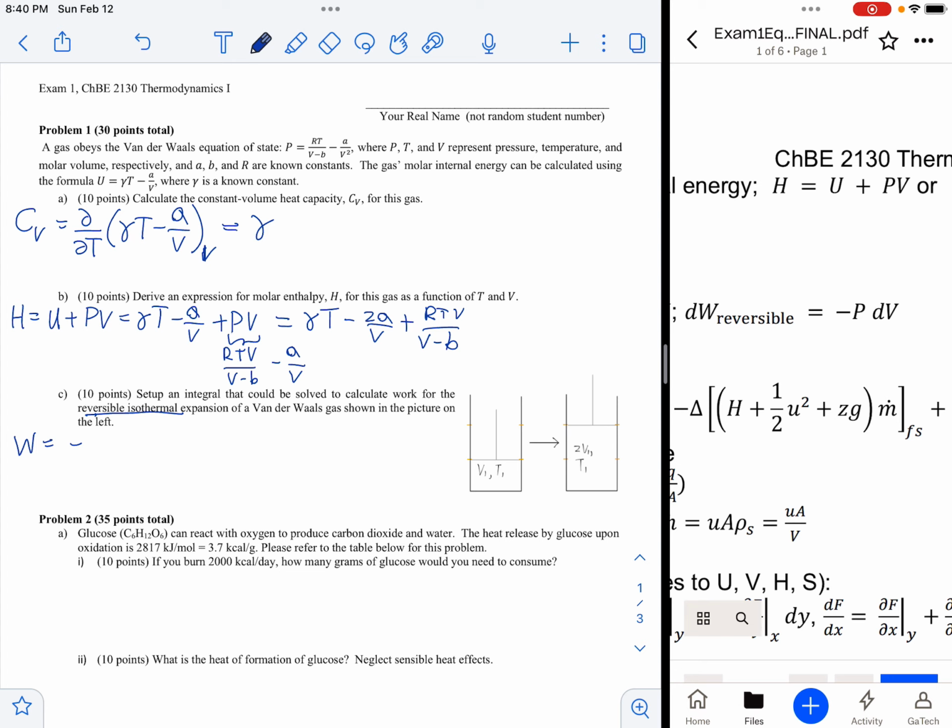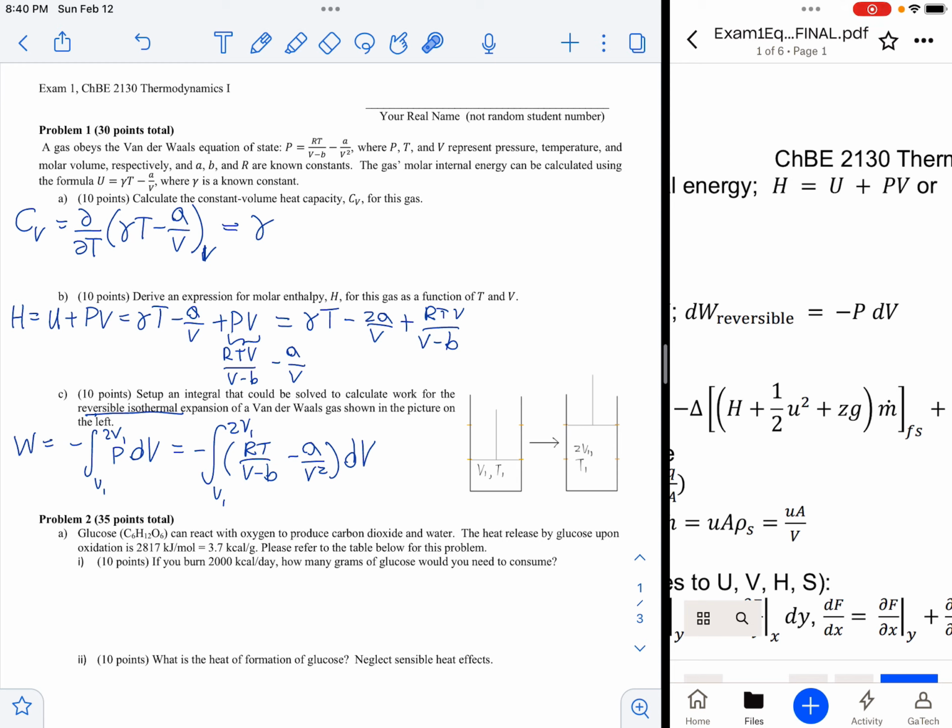And W is the integral from V1 to 2V1 of P dV. We're going to have to substitute for P because we want something that depends on V only, or temperature because we know the fixed temperature. So this will be minus the integral from V1 to 2V1 of RT over V minus B, minus A over V squared, dV.